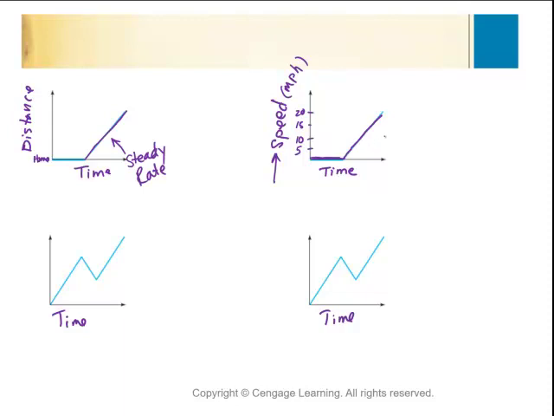So I am increasing my speed. Here was a steady speed over here, so I was not increasing my speed over there. Here I'm increasing my speed. It is as if I have my foot on the accelerator.